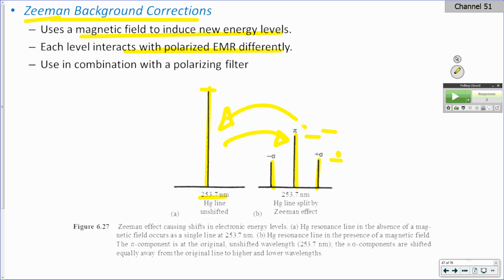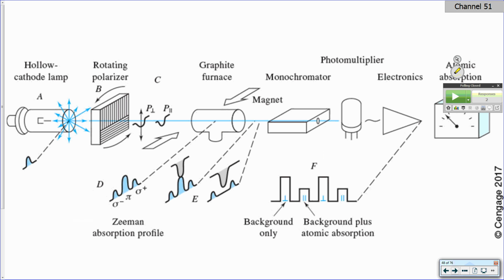So the Zeeman effect is highly effective. Typically, a Zeeman, the magnet itself and the power supply with the magnet, is a $10,000 luxury add-on, whereas the deuterium source is typically a couple of $1,000s to have a deuterium background correction. Zeeman's the Cadillac.